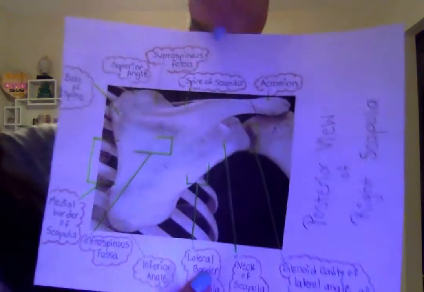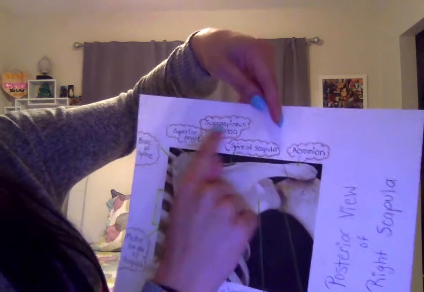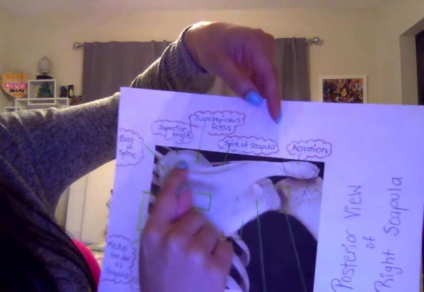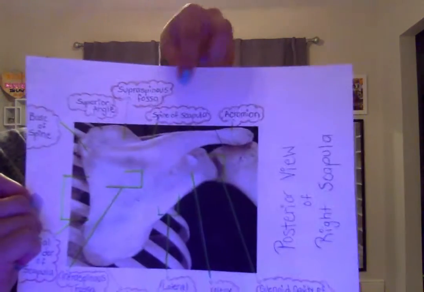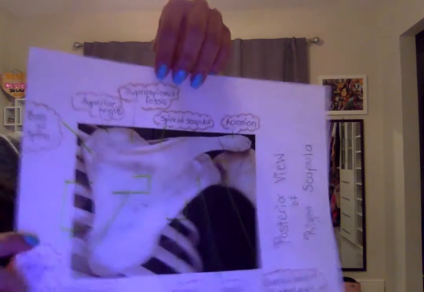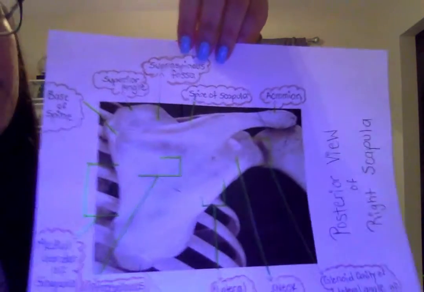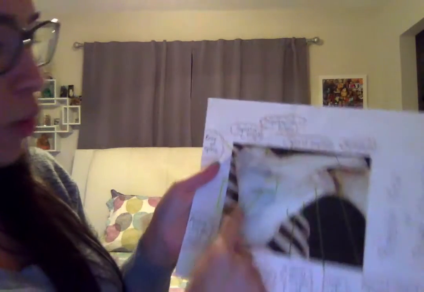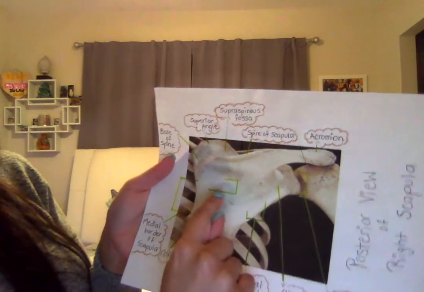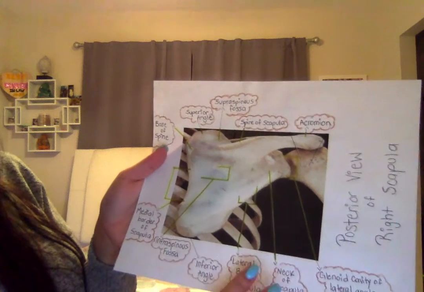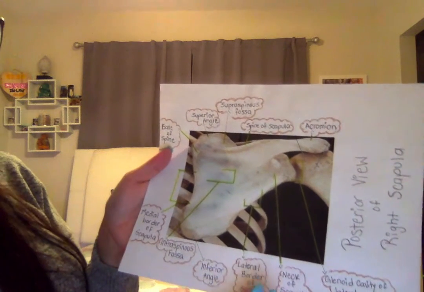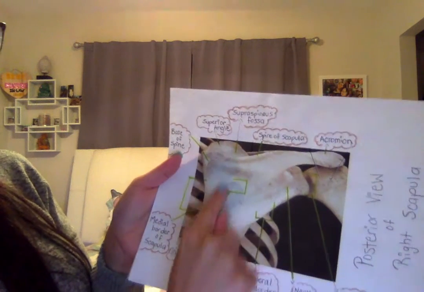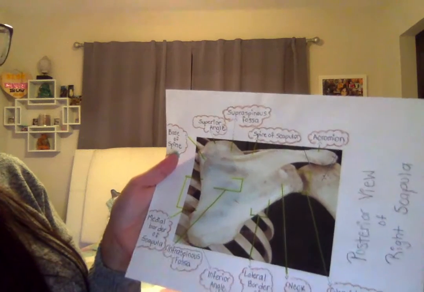Next, I'm going to show you the fossas. First, we have the supraspinous fossa, which would be this little space right here. And the supraspinous fossa extends from above the spinous process to the superior border of the scapula. And then we have the infraspinous fossa, which is right over here. And that extends below the spinous process to the inferior angle of the scapula. So from here, all the way down here.